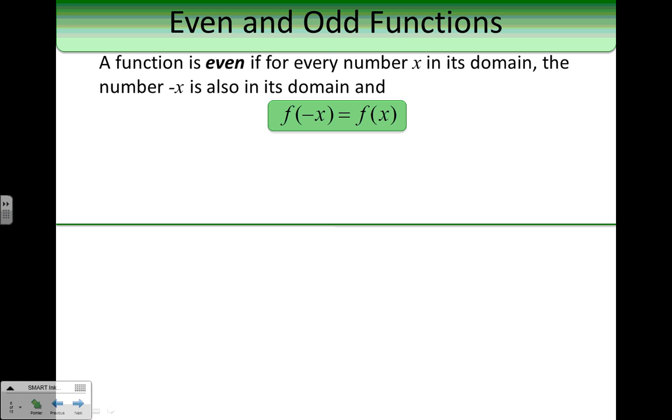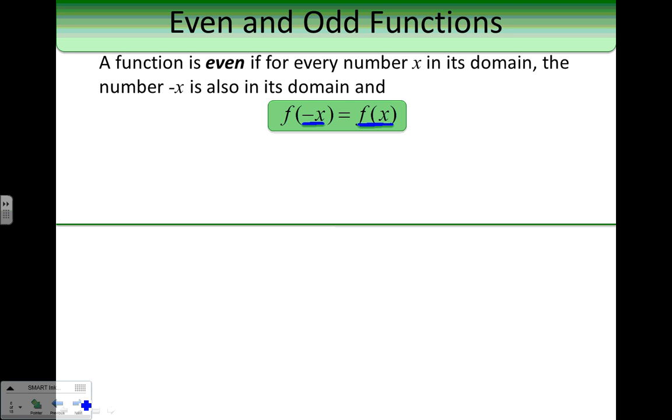What we use this symmetry for is determining if a function is even or odd. A function is even if for every number x in the domain, the number negative x is also in its domain. Also, the big thing you want to be concerned about is that if you plug in negative x as your input, you should get the exact same function as your output.